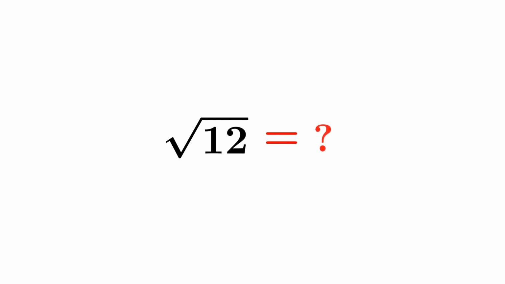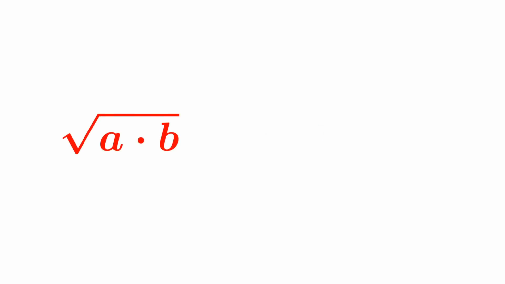Pero paano kung hindi na perfect square? So halimbawa, ano bang square root ng 12? Or paano ba i-simplify ang square root ng 12? So kapag ganyan, gagamit tayo ng ganitong property. The square root of a times b is equal to the square root of a times the square root of b.